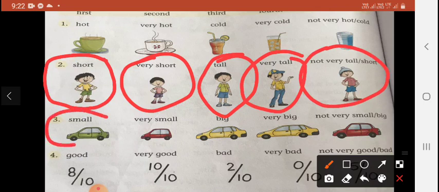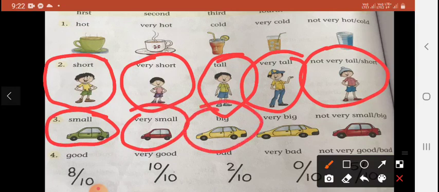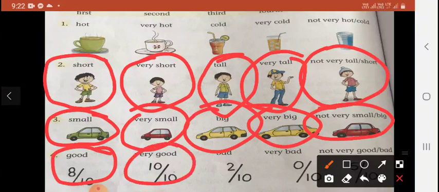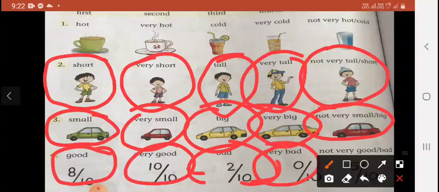Similarly, in the next example, this car is small. This car is very small. This car is big. This car is very big. This car is not very small, not very big. Similarly, these numbers are good. These numbers are very good. These numbers are bad. These numbers are very bad. Here, the word "very" defines the versatility of the word. Next is these numbers are not very good, not very bad.